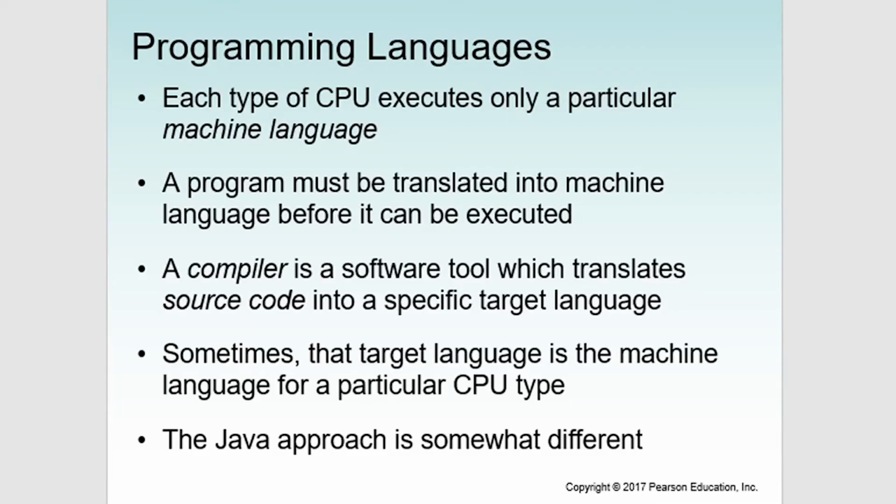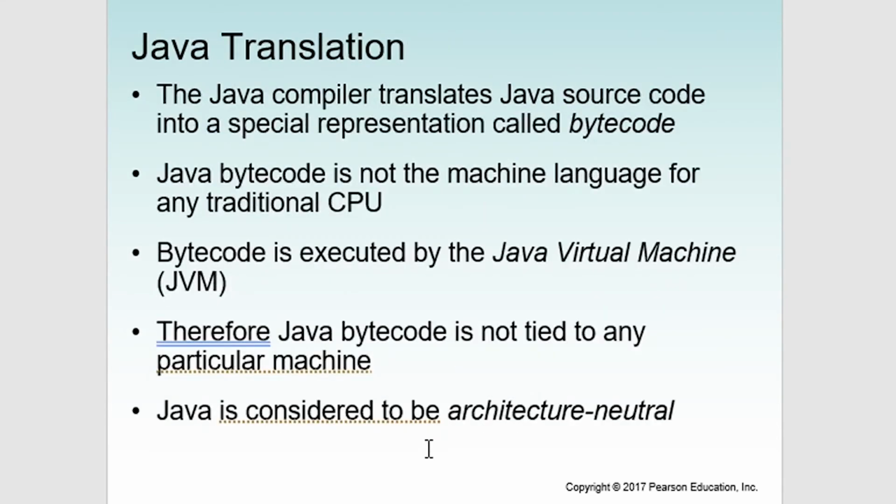A compiler is a software tool which translates source code into a specific target language. Sometimes the target language is the machine language for the particular CPU type. The Java approach is somewhat different. In Java, our compiled program is actually bytecode that is targeted for the JRE. The Java compiler translates Java source code into a special representation called bytecode. The Java bytecode is not machine language for any traditional CPU.